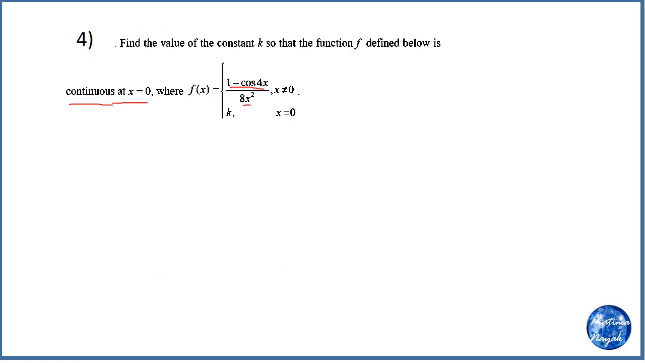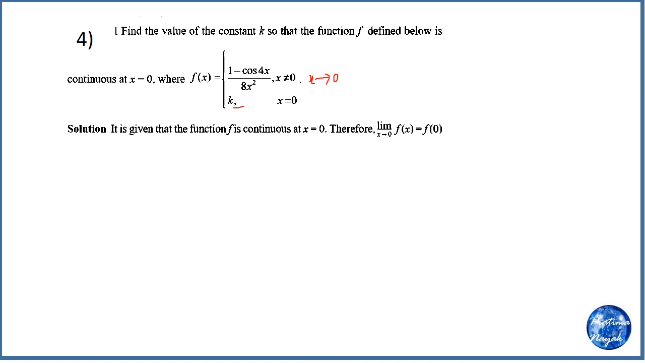Next question, find the value of k for the function f defined below as f of x is continuous at x is equal to 0, and the value of the function is 1 minus cos 4x by 8x square when x is not equal to 0, and it is k when x is equal to 0. So again the similar question, you can try yourself, you can pause the video, you can do it, and you can compare your answer.